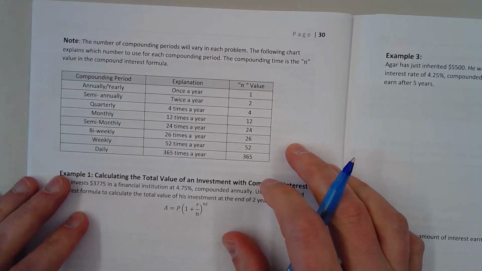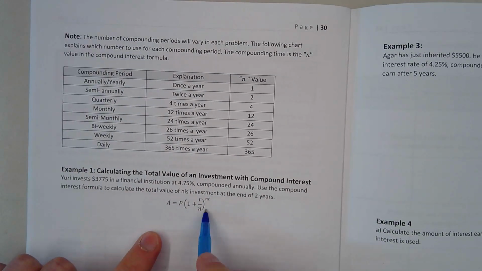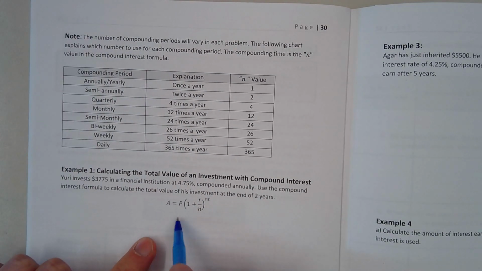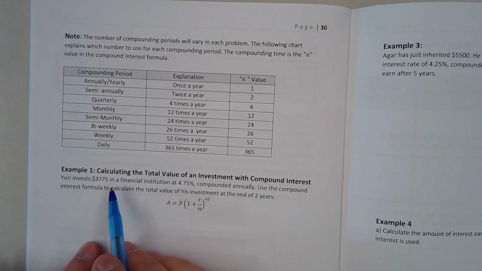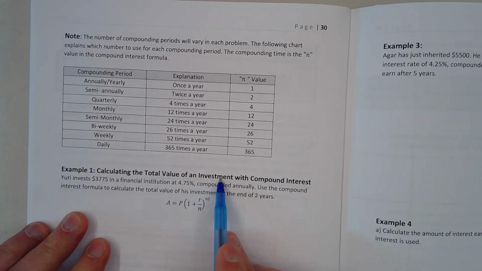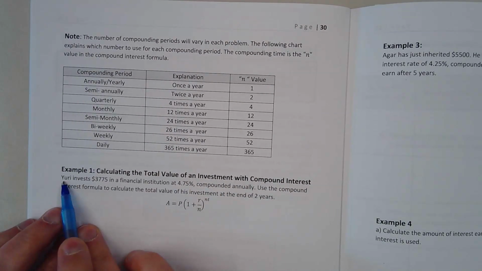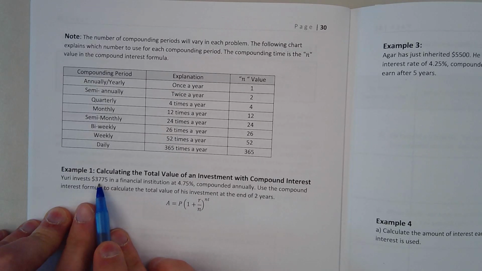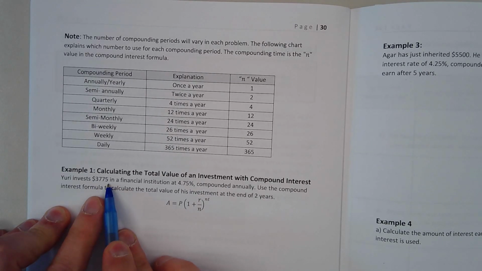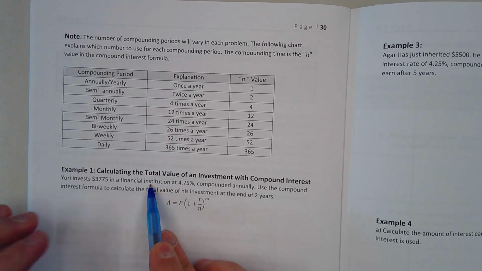Okay, page 30, we're looking at compound interest. And again, it looks really confusing, but once you've done it a few times, it's not too bad. So here's an example to calculate the total value of an investment with compound interest. So what's it going to be worth later? So Yuri invests $3,775 in a financial institution, not necessarily a bank, right?